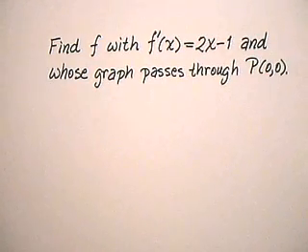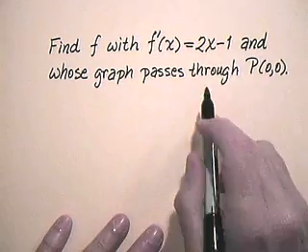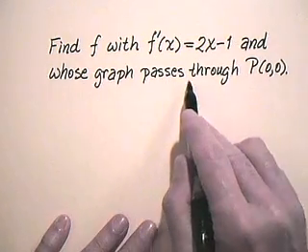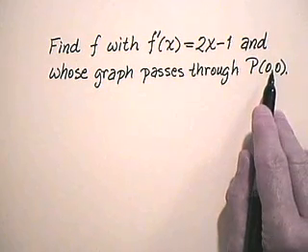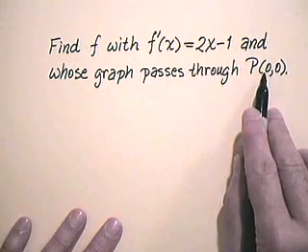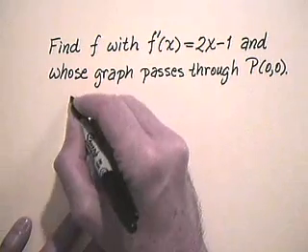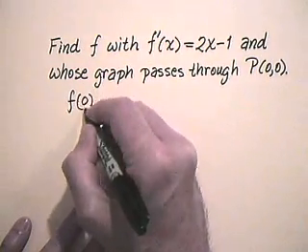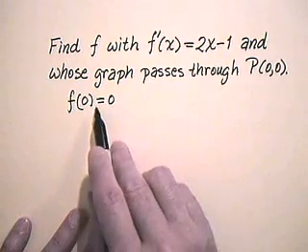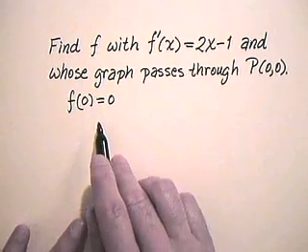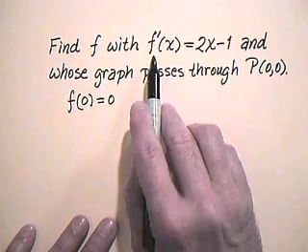Find f with f prime of x equal 2x minus 1, and whose graph passes through the point with coordinates 0, 0. Well, if the graph passes through the point with coordinates 0, 0, that's telling us f of 0 equals 0. So we've got a particular value of the function at a particular point.